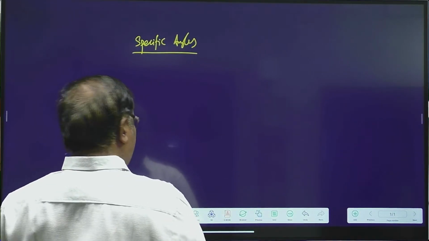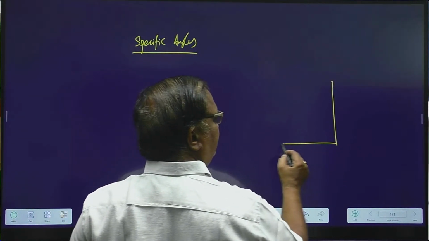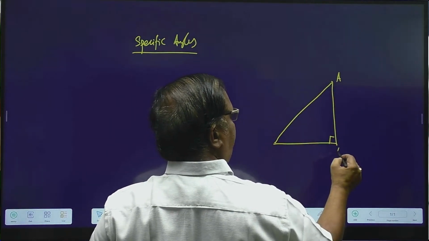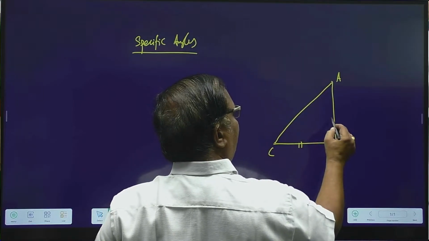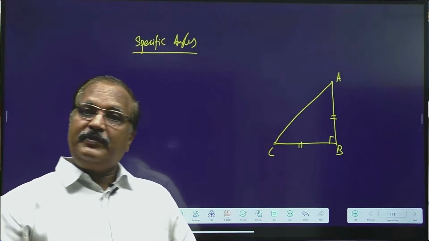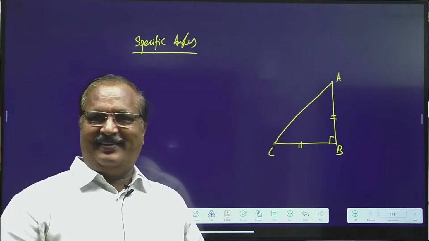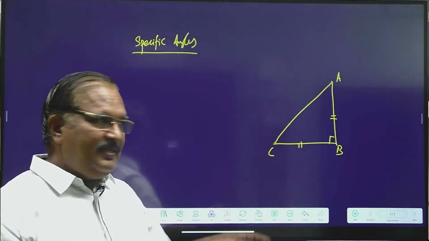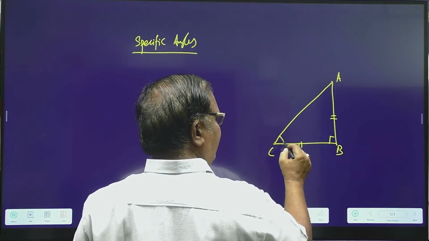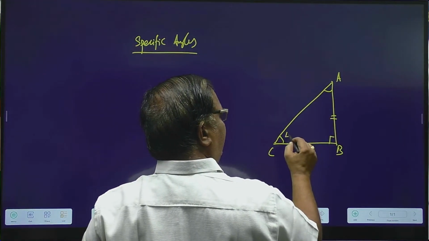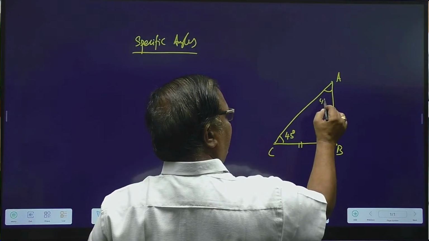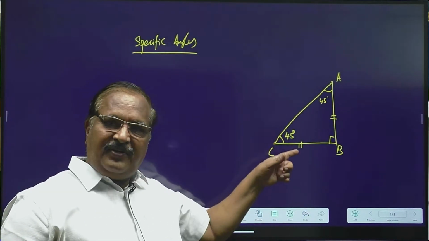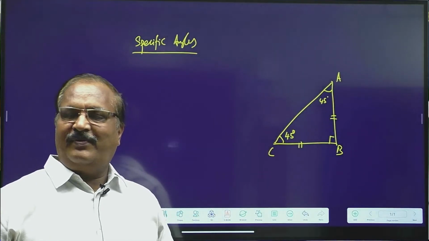So for example, if you take a right angle triangle ABC where two sides are equal, that means it is a right angle isosceles triangle. In this, this is 90 degrees, and because two sides are equal, these two angles are also equal. Each angle is 45 degrees. Now the trigonometric ratios of 45 degrees, we can find the value.